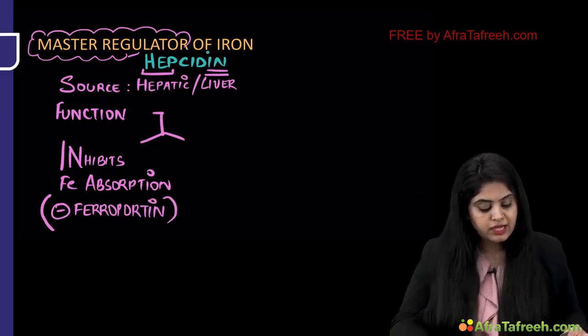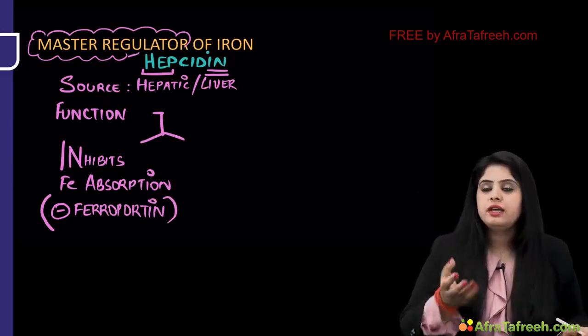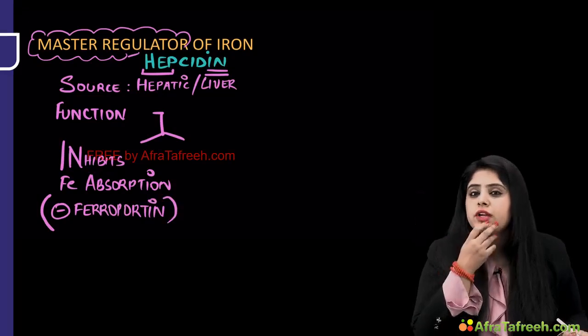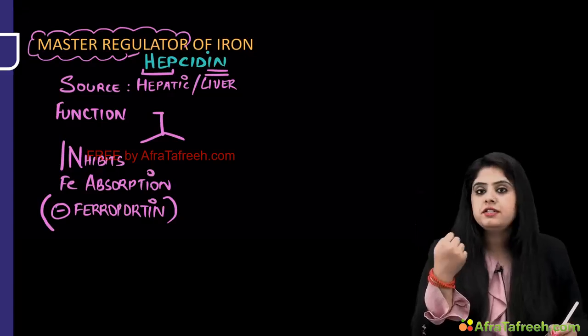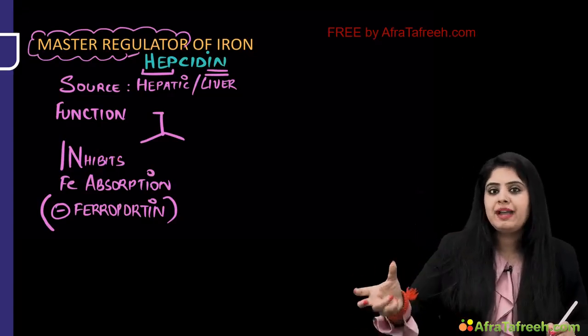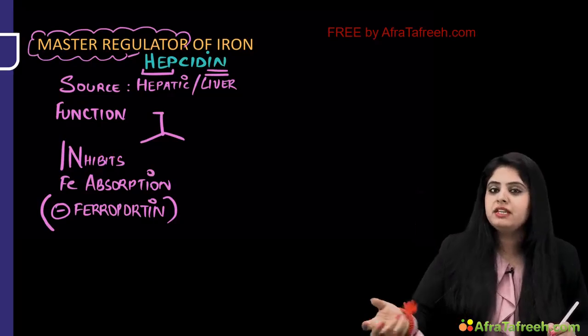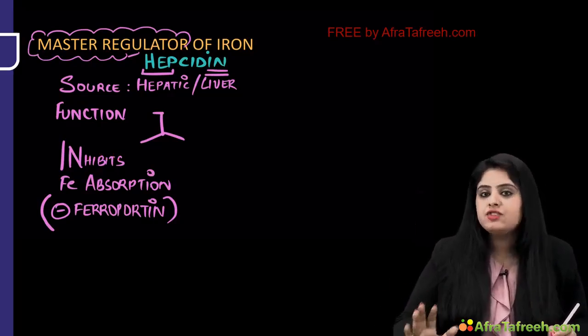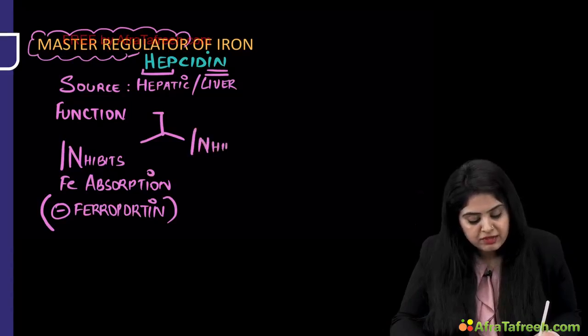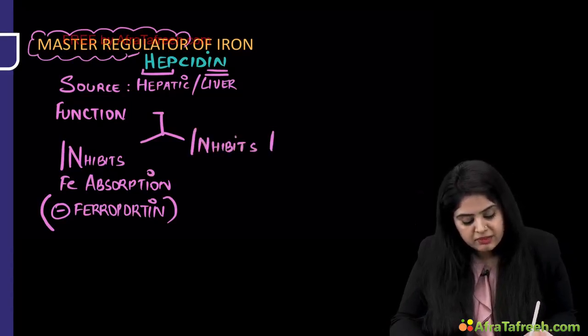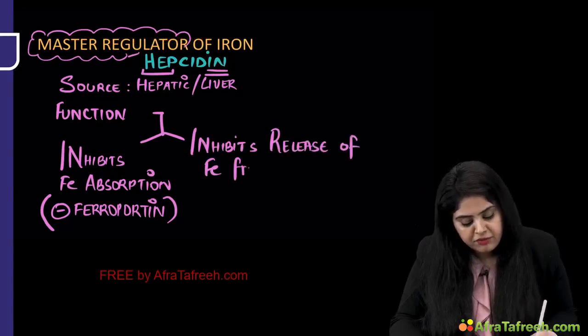Coming to the next part, what else is it going to do? You'll say, okay, iron I'm eating, it's not letting me absorb. What should I do? I'll ask for some help from my stores. What is the storage form of iron? Ferritin. You go to your bank, your storage, your ferritin. You say, listen, can you lend me some money? Can you lend me some iron? But will a hijacker let you use your bank account? No. So will it allow you to release iron from ferritin? No. It inhibits that also. It inhibits the release of iron from ferritin.